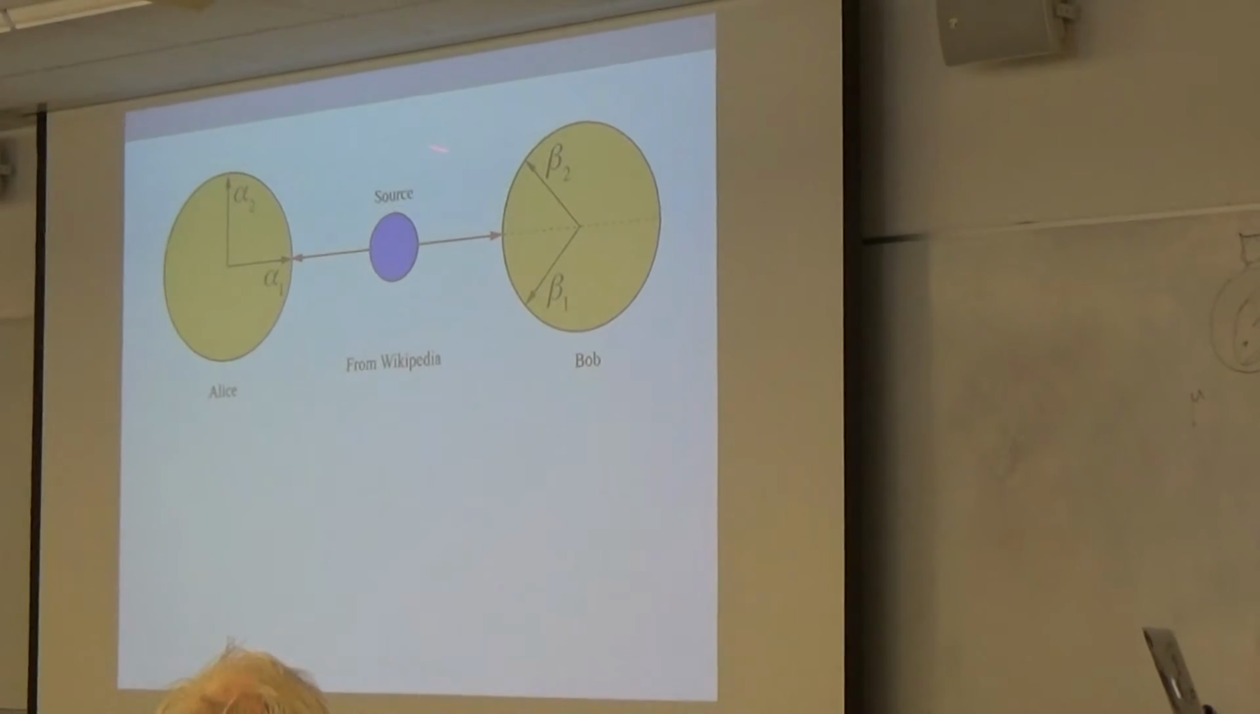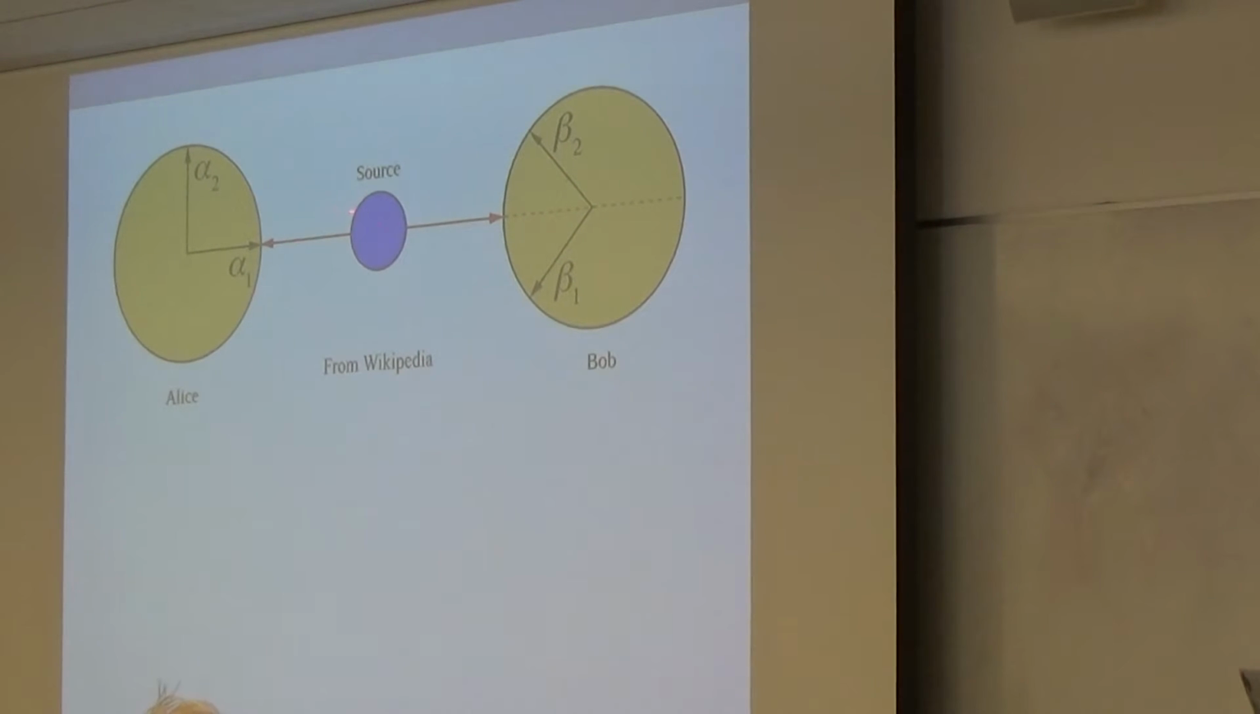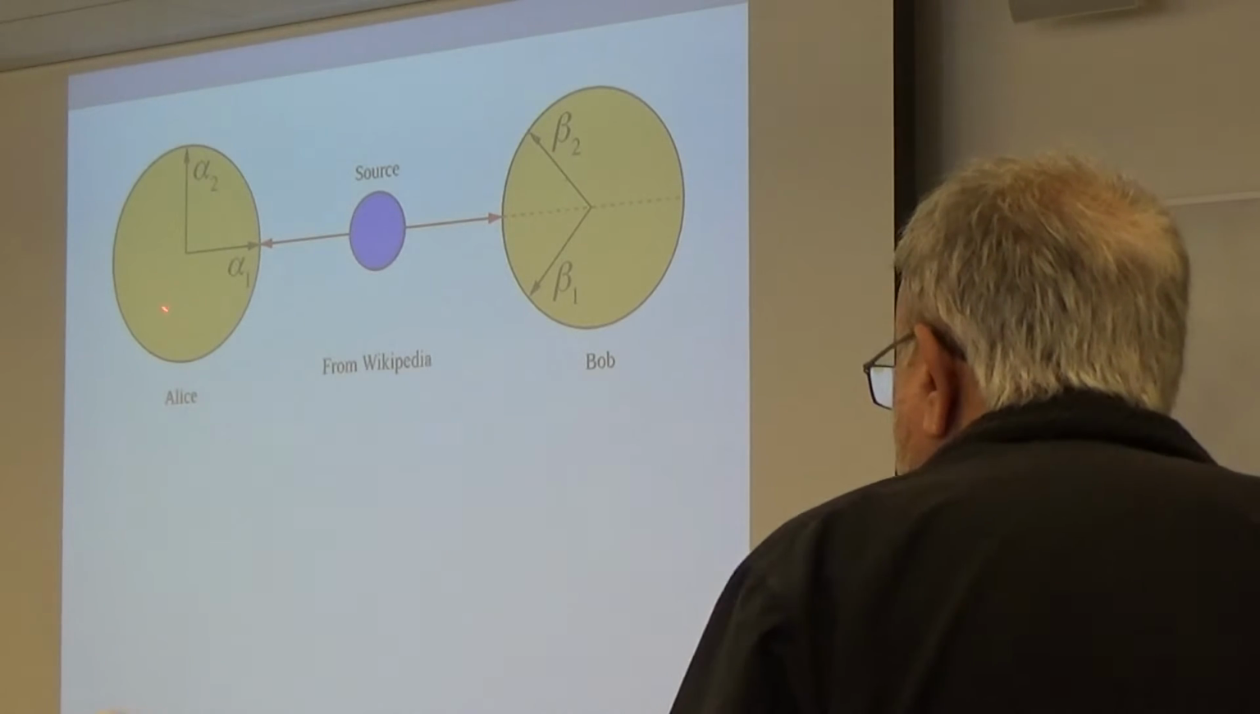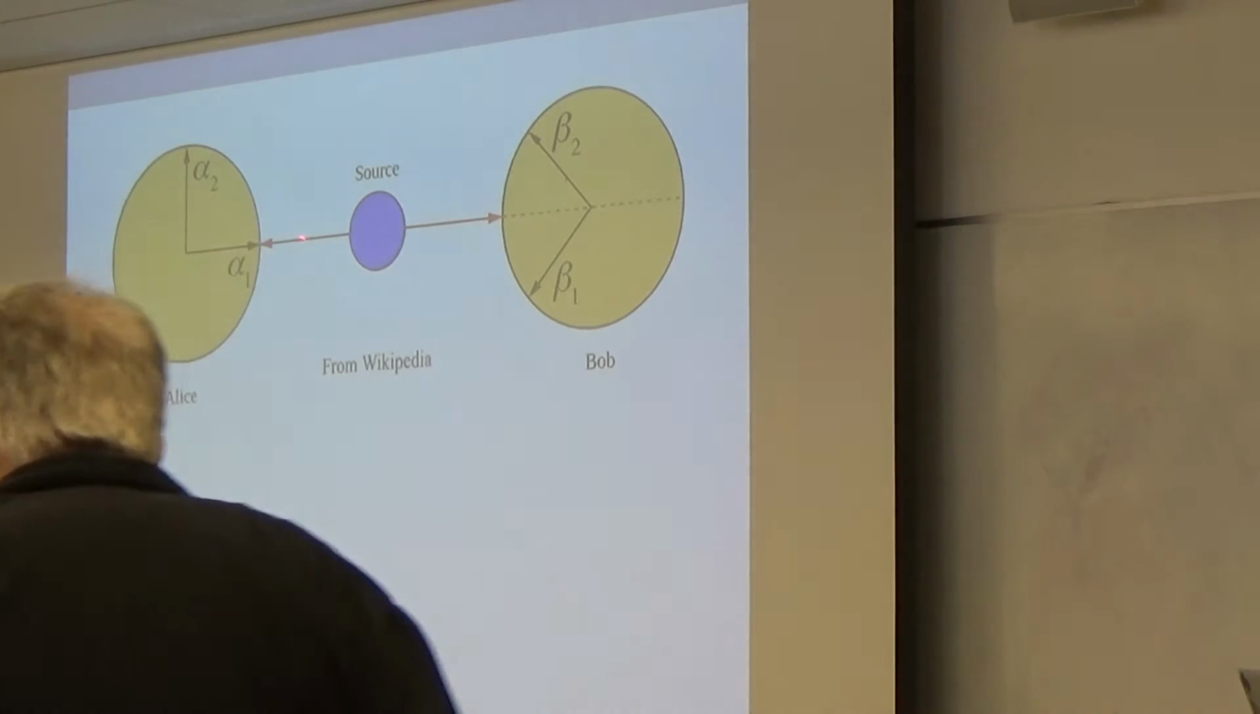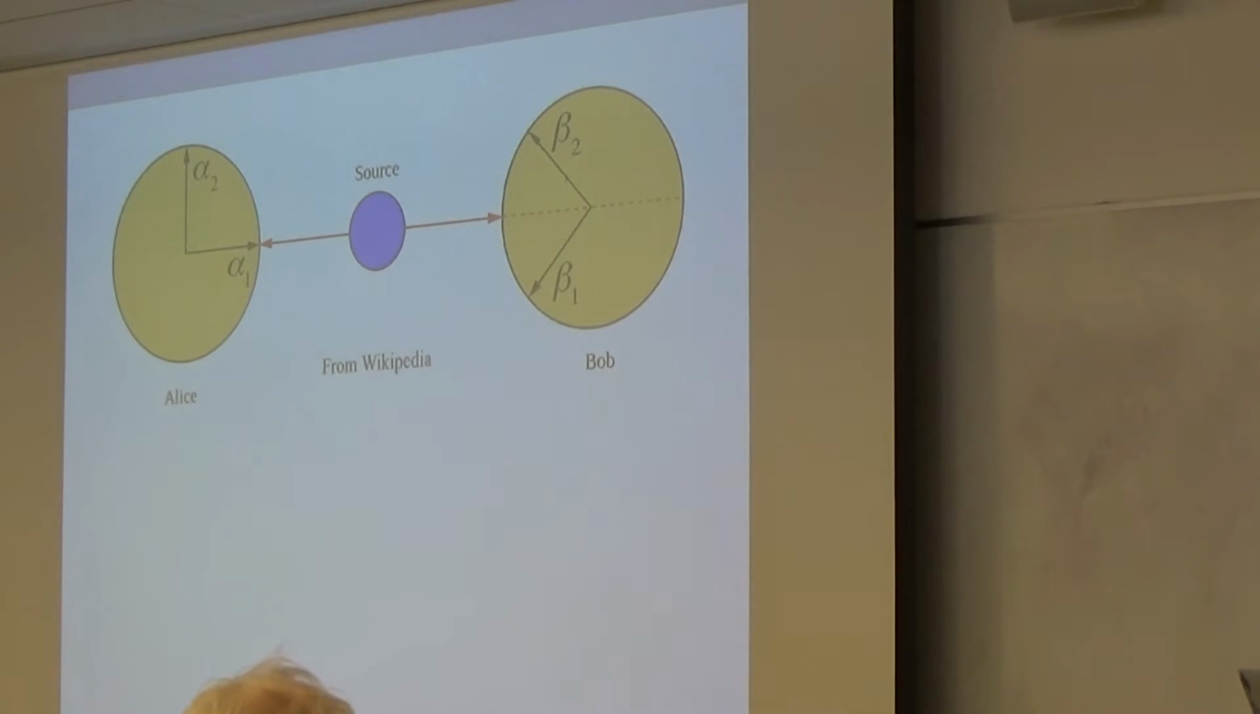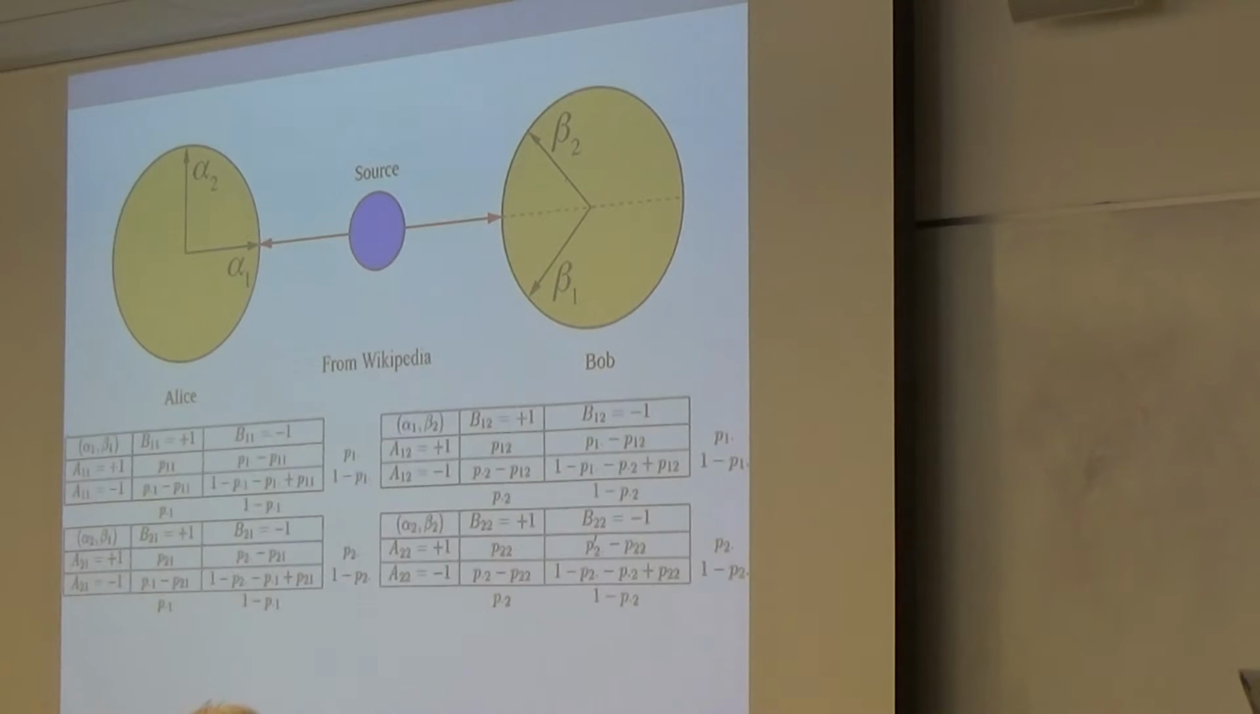Two entangled particles are created in a singlet state and then separated by a distance. Alice measures one particle along one of two possible orientations, denoted alpha 1 and alpha 2, and Bob measures the other particle along one of two possible orientations, denoted beta 1 and beta 2. This paradigm forms four contexts: alpha 1 beta 1, alpha 1 beta 2, alpha 2 beta 1, and alpha 2 beta 2.